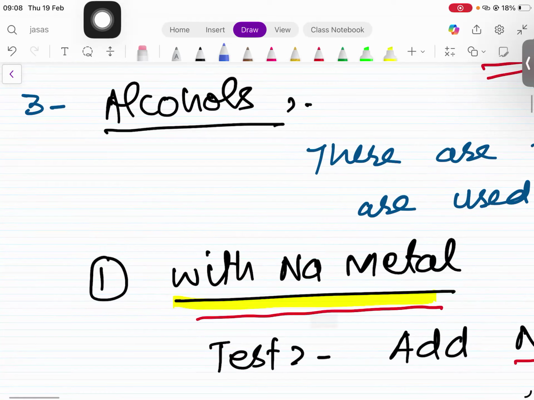So this is for both aldehydes and ketones. This is not for one functional group. So you have to narrow down your search of the functional group by adding this. By adding 2,4-DNPH, if yellow-orange precipitates come, that will indicate the presence of either aldehyde or ketone. Now what is the reaction? What is the chemistry behind it? Then we go ahead to how to distinguish between aldehyde and ketones. First, let's understand the chemistry.